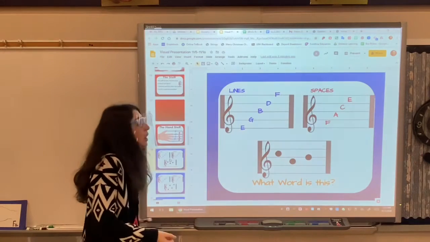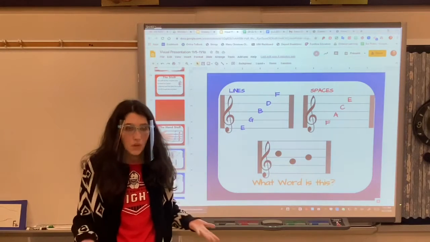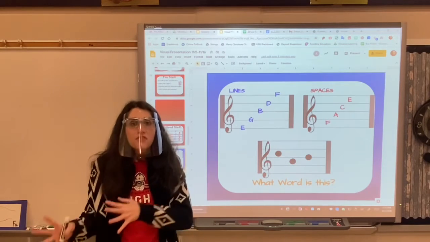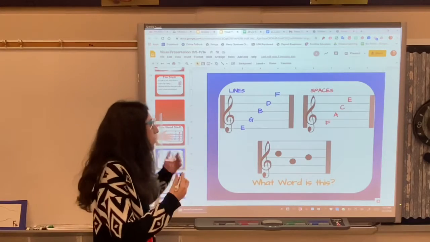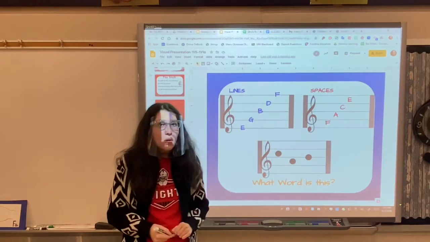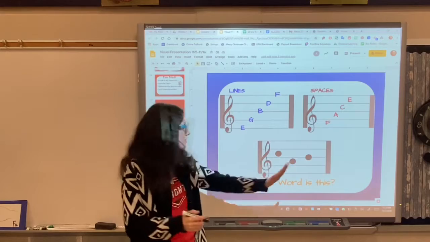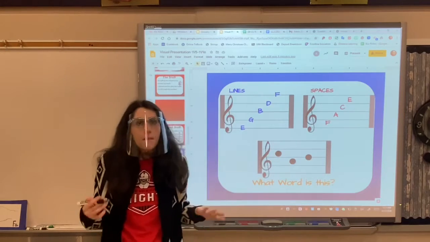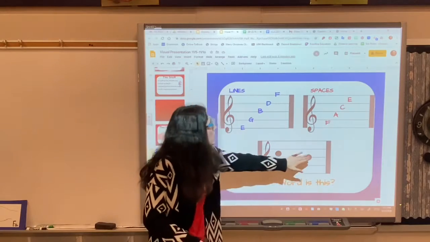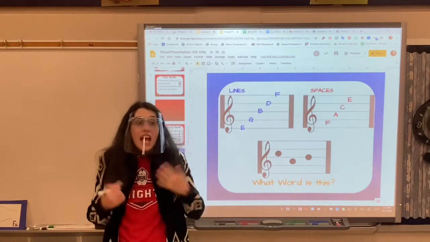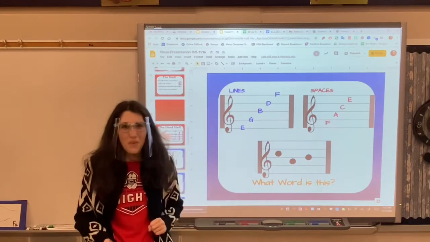So, when looking at our words, we read our notes from left to right, just how we read a book or write sentences. So when looking at our notes, we always start with our leftmost note, even though it may not be the highest or lowest. So looking at this example, we see that this note right here is our leftmost note. So we're going to start with it.